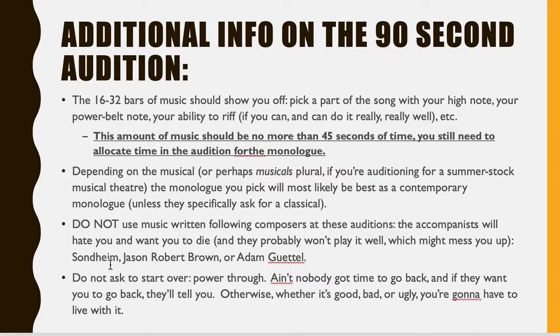Additional info on the 90-second audition. The 16 to 32 bars of music should show you off. Pick a part of the song with your high note, your power belt note, your ability to riff if you can and do it really, really well, whatever. The amount of music, once you sing it, should be no more than 45 seconds of time. You still need to allocate the time in the audition for the monologue. Depending on the musical, or perhaps musicals, plural, if you're auditioning for a summer stock musical theater season, the monologue you pick will most likely be best as a contemporary monologue, unless they specifically ask for classical.